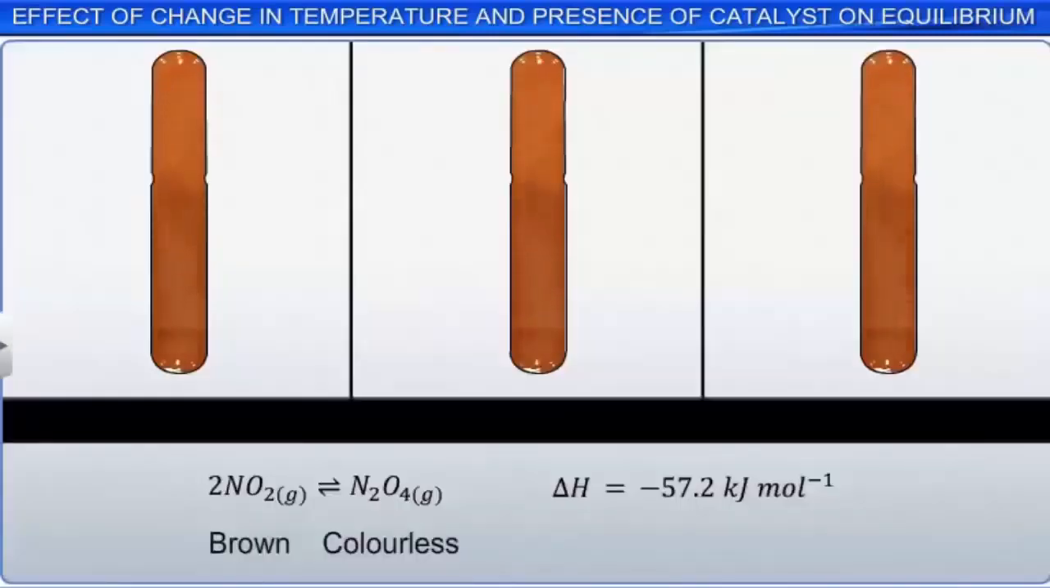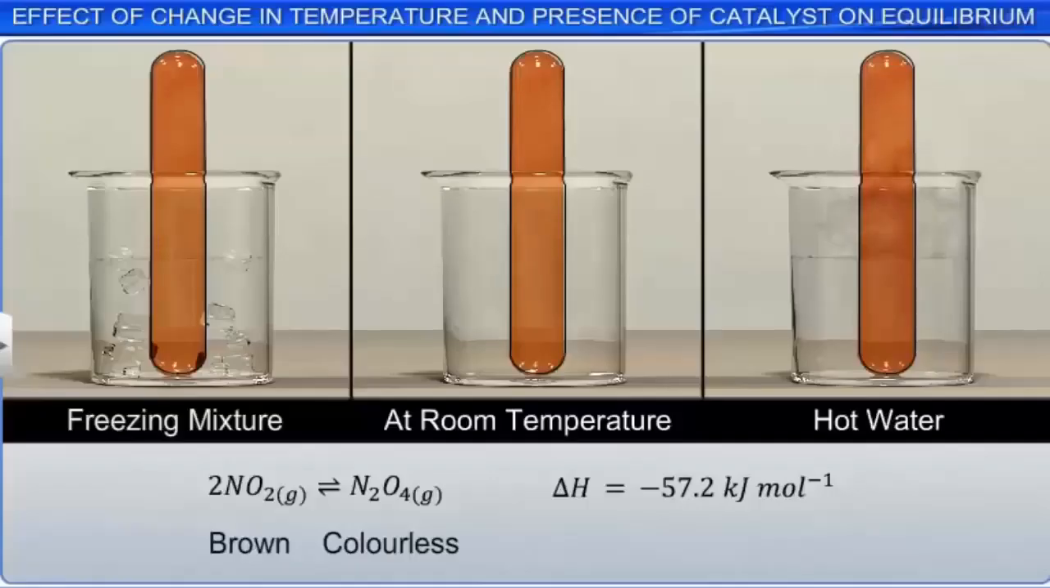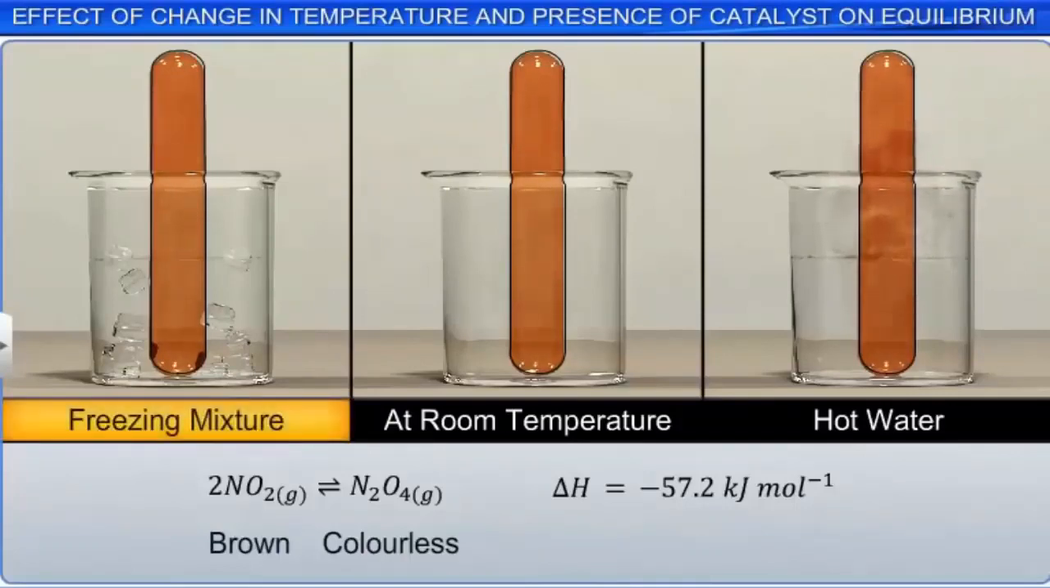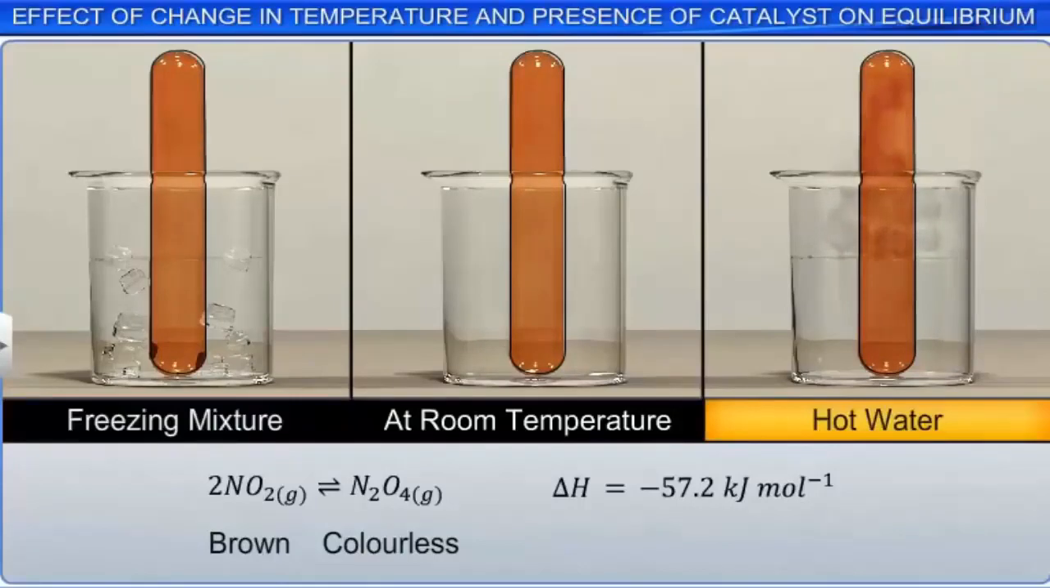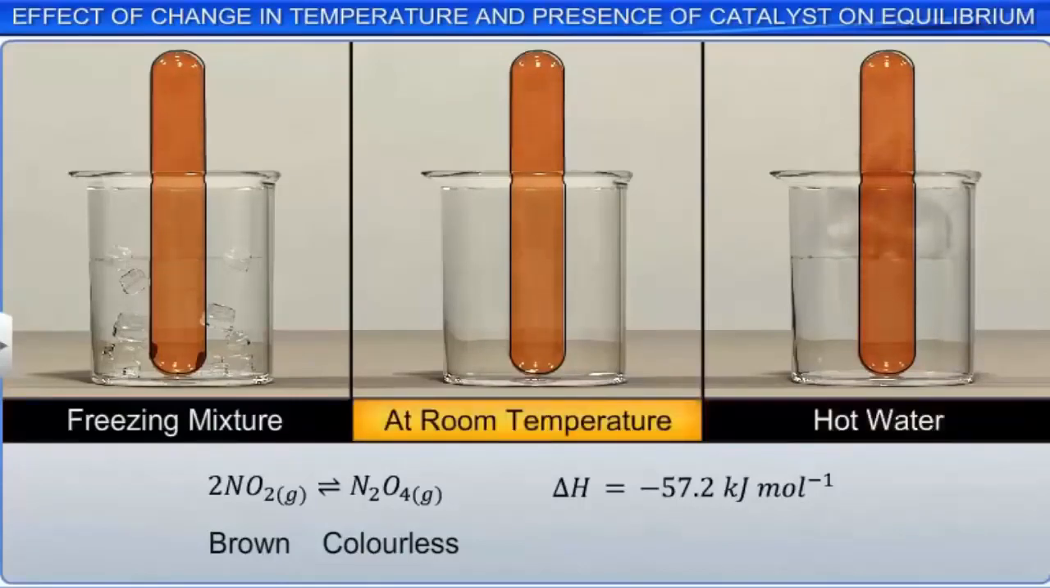The three identical sealed tubes that you see here contain nitrogen dioxide in equilibrium with dinitrogen tetraoxide. As you can see, all the three tubes contain the same amounts of NO2 and N2O4 and have the same brown appearance. Now, out of the three sealed tubes, one is placed in a freezing mixture, one in hot water, and one is left at room temperature. What do you observe?